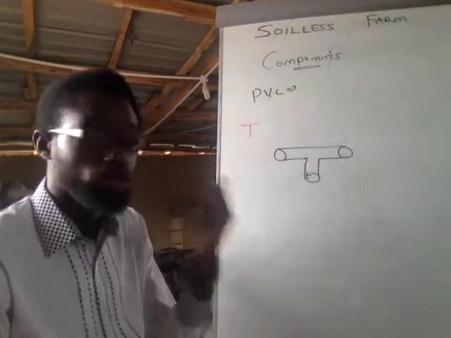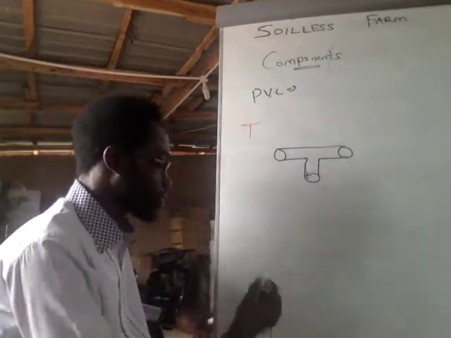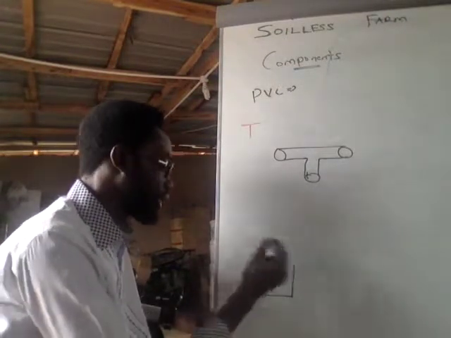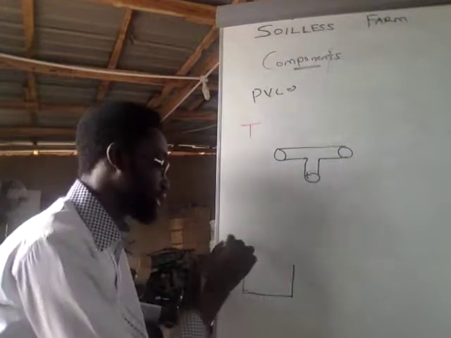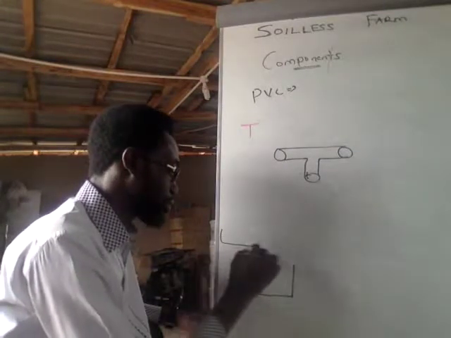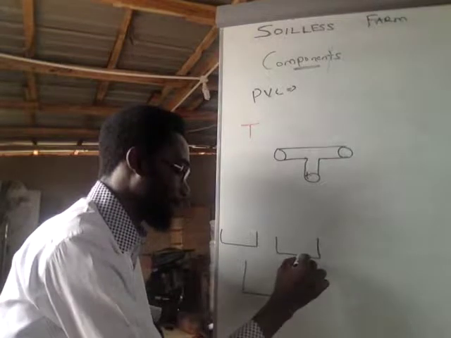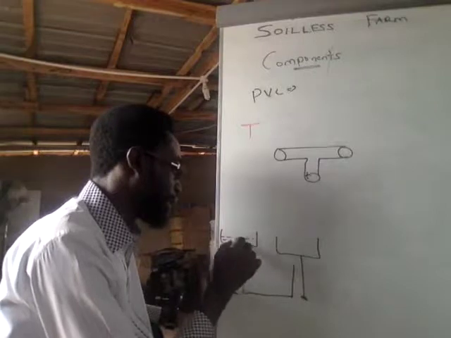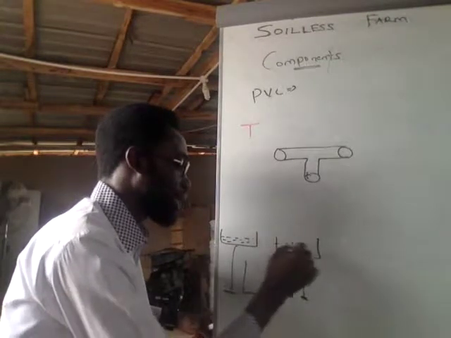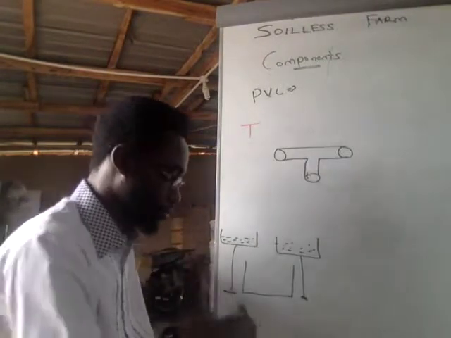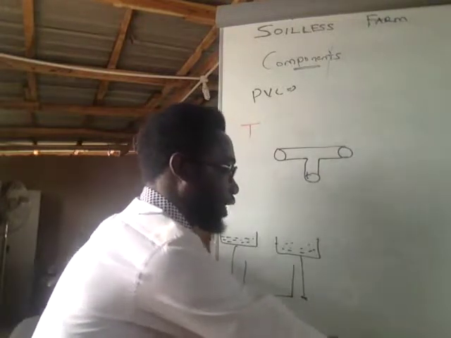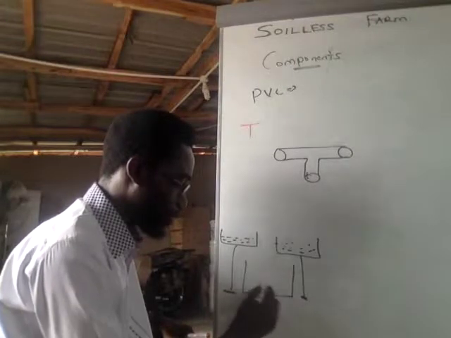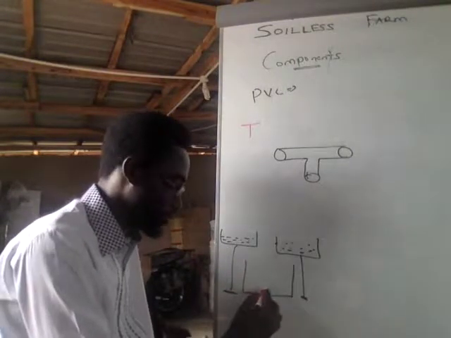So what do we use T's for? Take for instance, let me put the skeletal structure of a fish pond. Let's assume we want to do flood and drain. So I have my platform here, and I have my bed. I have a pumping machine in here, to be sure it's clear.